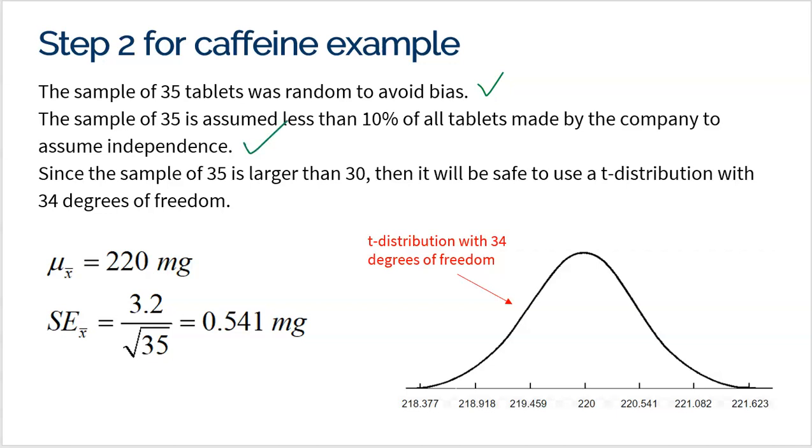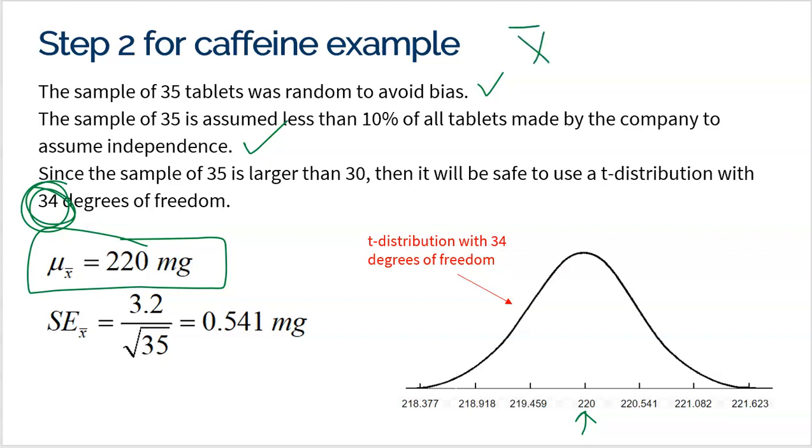And since 35 is larger than 30, it's going to be safe to use a t-distribution. And again, 34 degrees of freedom, because remember, there's tons of different t-distributions out there. Now, the mean is, again, assuming the null is true, the mean of all possible samples should be 220, because that's what the company says should be true. So that's exactly what I'm going to put right smack dab in the center. And then the standard error, again, this is why I have to use a t-distribution, I can't say that enough, is I'm going to take the standard deviation of my sample.